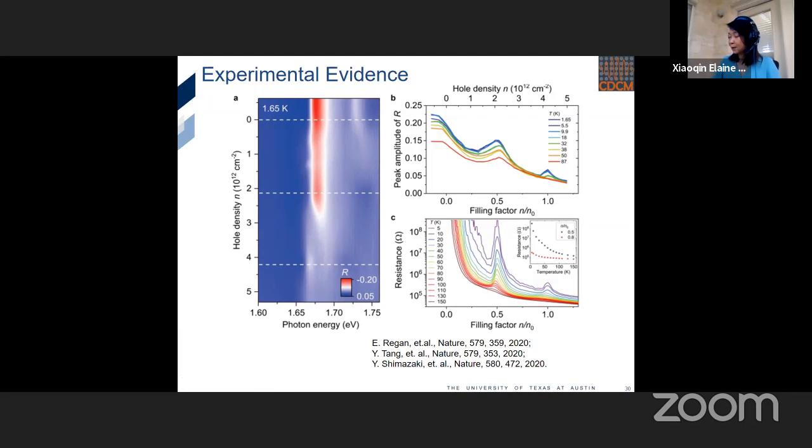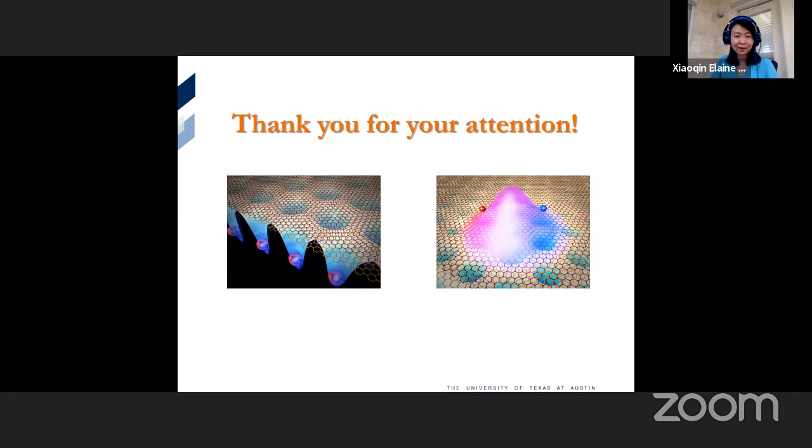So I personally found both of these directions quite interesting, both pursuing single photon emitters and pursuing quantum simulations with these Moiré crystals. But certainly there's a lot to be learned and improved from a material point of view. So with that, I'd just like to thank you for your attention and I'm happy to take more questions.